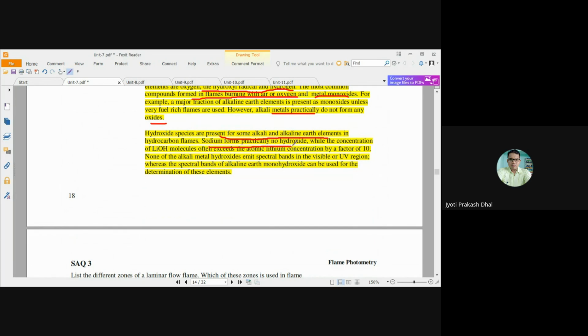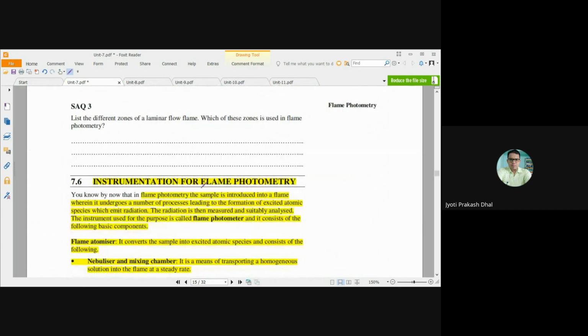Sodium forms practically no hydroxide, while the concentration of lithium hydroxide molecules often exceeds the atomic lithium concentration by a factor of 10. None of the alkali metal hydroxides emits a spectral band in the visible or UV region, whereas the spectral bands in the alkaline earth metal monoxides can be used for the determination of these elements.